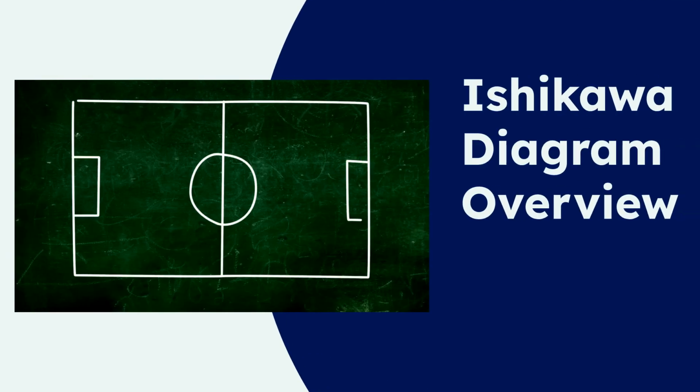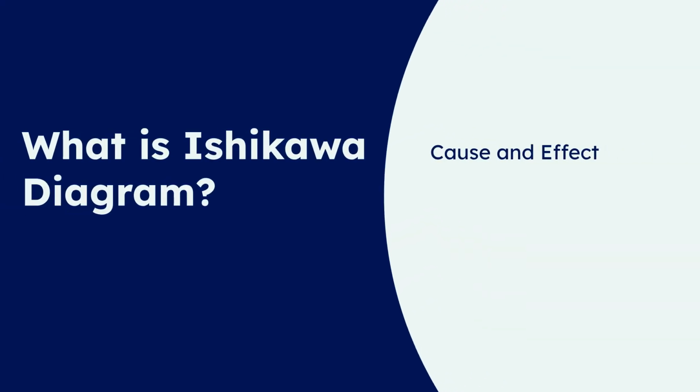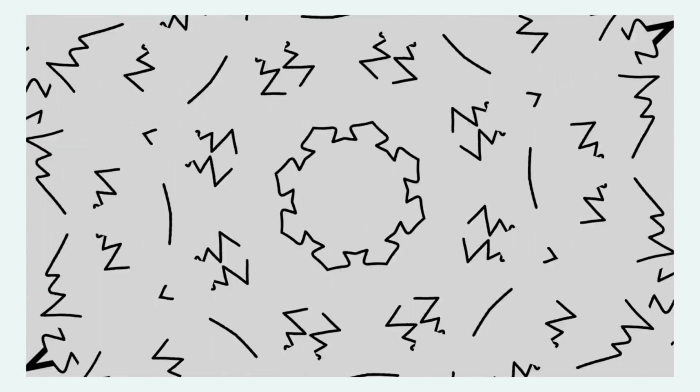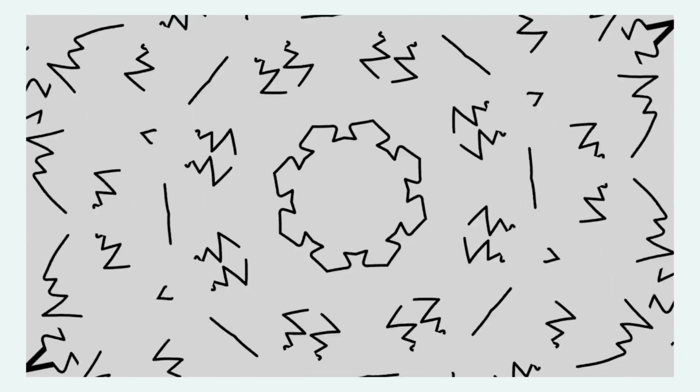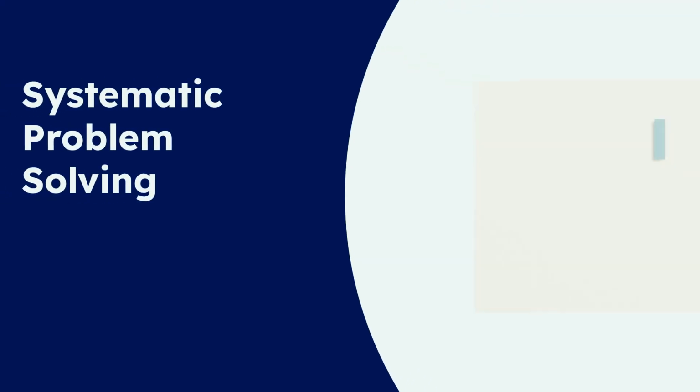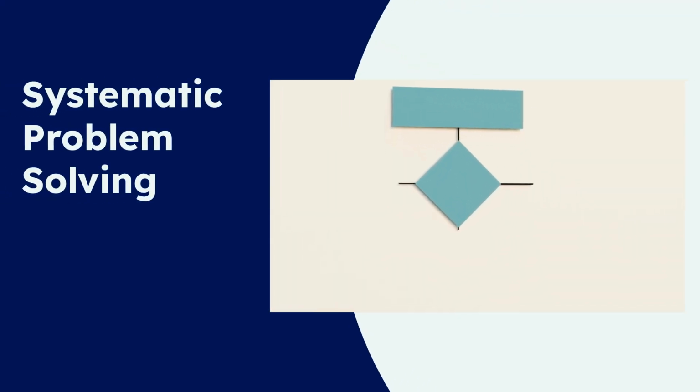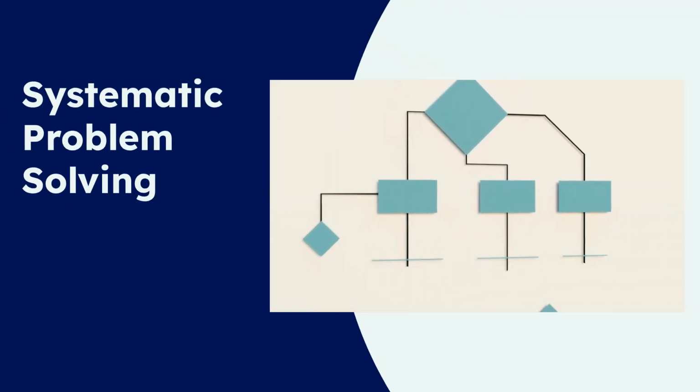Welcome to this presentation on the Ishikawa Diagram, a powerful tool for identifying and analyzing the root causes of problems. The Ishikawa Diagram, also known as the Fishbone Diagram, is a visualization tool used to explore potential causes of a problem. It helps illustrate the relationship between an effect, the problem, and its possible causes. It provides a structured, systematic approach to problem solving and analysis.